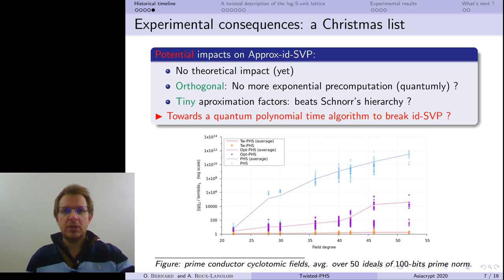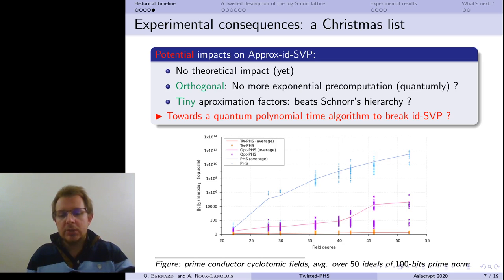So what are the potential impacts on approximate ideal SVP of our work? Since this is almost Christmas, I made a little Christmas list, but let's emphasize that there is no theoretical impact of our work on the hardness of approximate ideal SVP. But our experiments suggest two things.